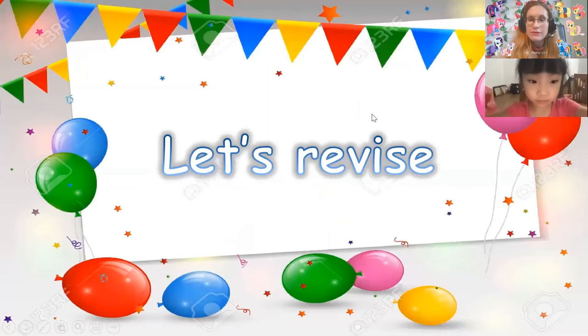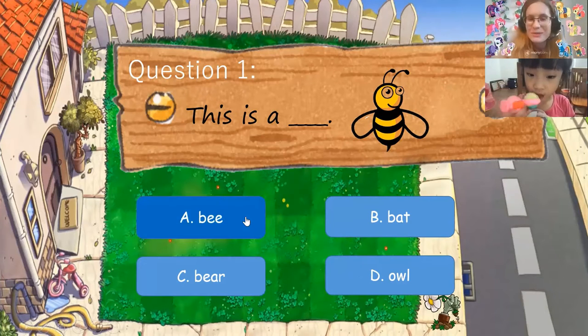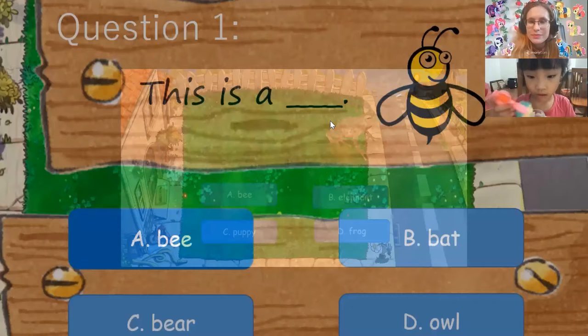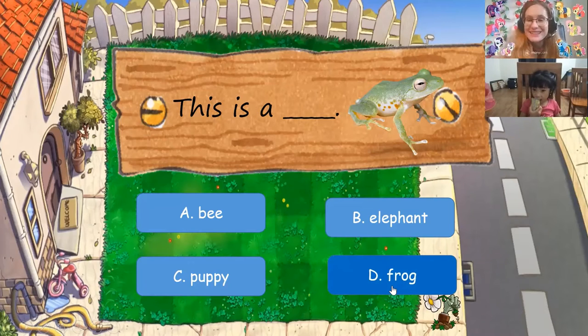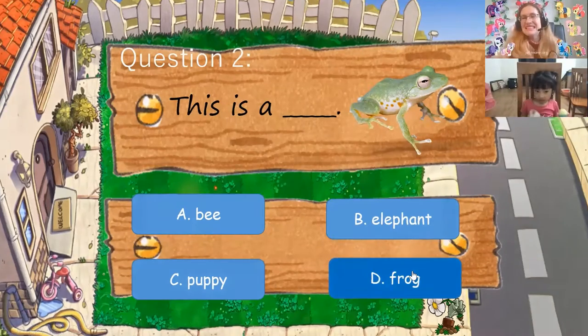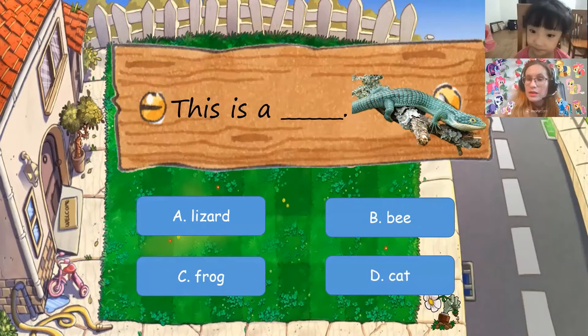Okay, so let's revise. Plants versus zombies. Save my garden. What's this? It's a bee. Yes, good work. It's a bee. All right, good job. This is a frog. I don't like it. Oh, do you like frogs? No. Okay, let's have a look. Oh, what is this? It's a lizard. A lizard, a bee, a frog. A lizard. That's my girl. Good job.